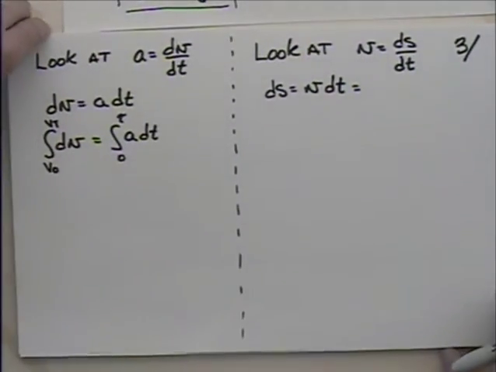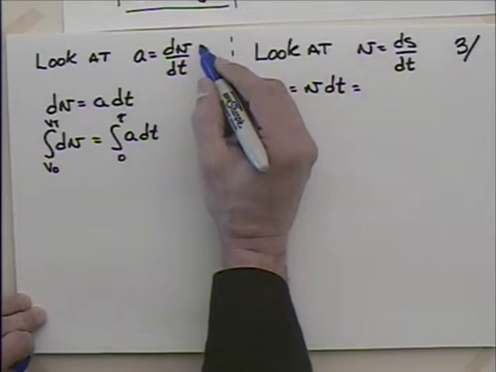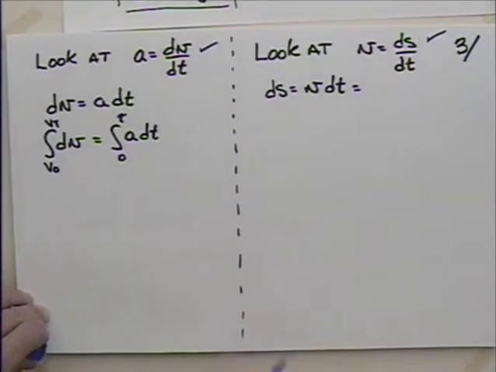We looked at v dv equals a ds, so we haven't looked at a equals dv/dt, or for that matter, v equals ds/dt. So I'd like to exhaust this discussion by looking at those two.